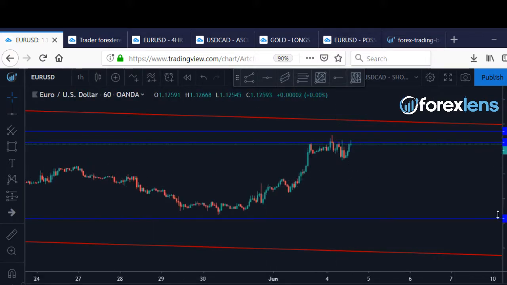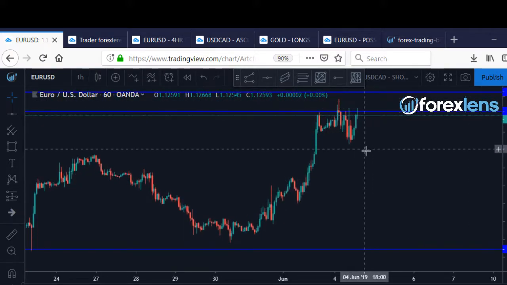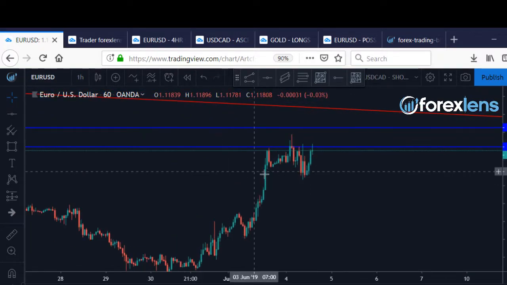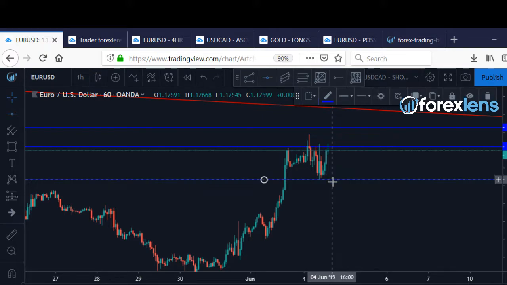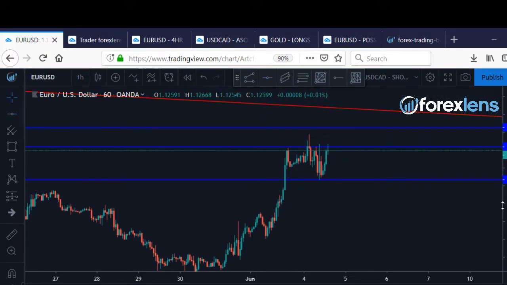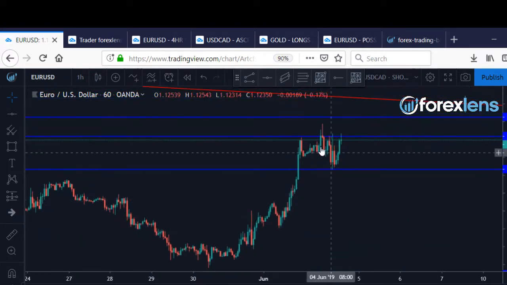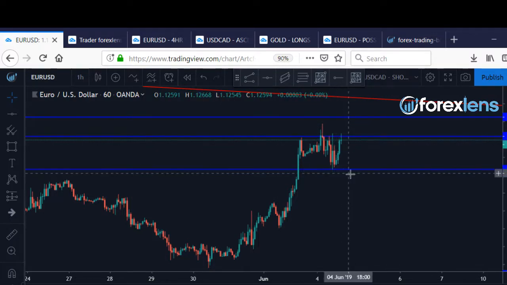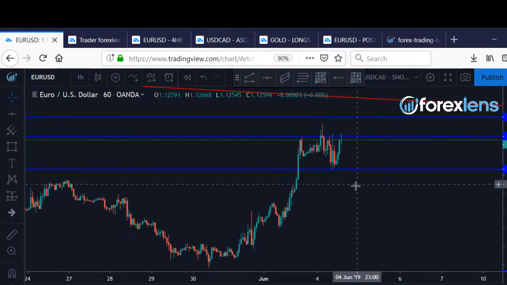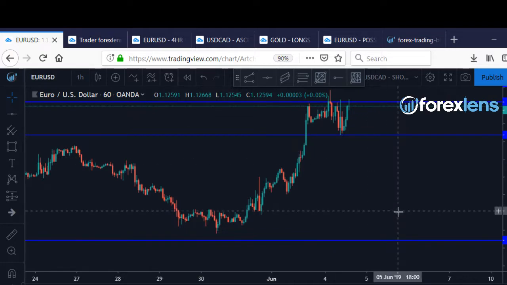and if we go on the 1 hour, we could set up criteria for shorts. Criteria for shorts would actually be a close below 1.12263, just below the recent lower high. Obviously, that would say we're breaking out of any uptrend and we're continuing down.